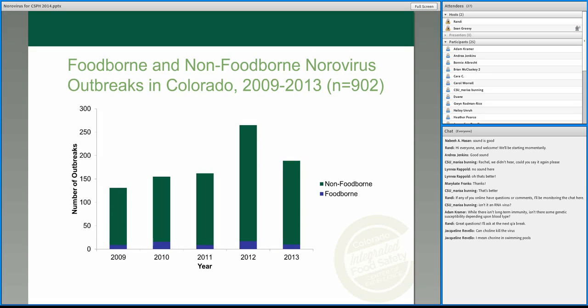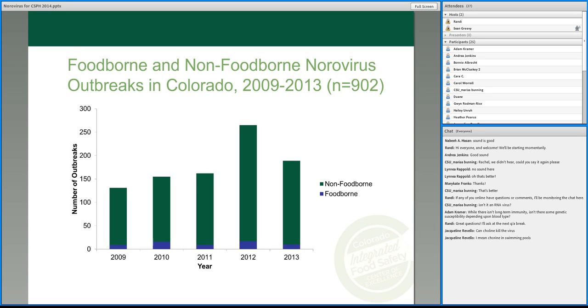So on this slide, we're looking at the rate of foodborne versus non-foodborne outbreaks. I apologize, this color might be a little hard to see, but the bottom blue color are the foodborne outbreaks. And the remainder are person-to-person or other transmission. And just like the national data showed, in Colorado, only about 7% of our norovirus outbreaks are a food source.